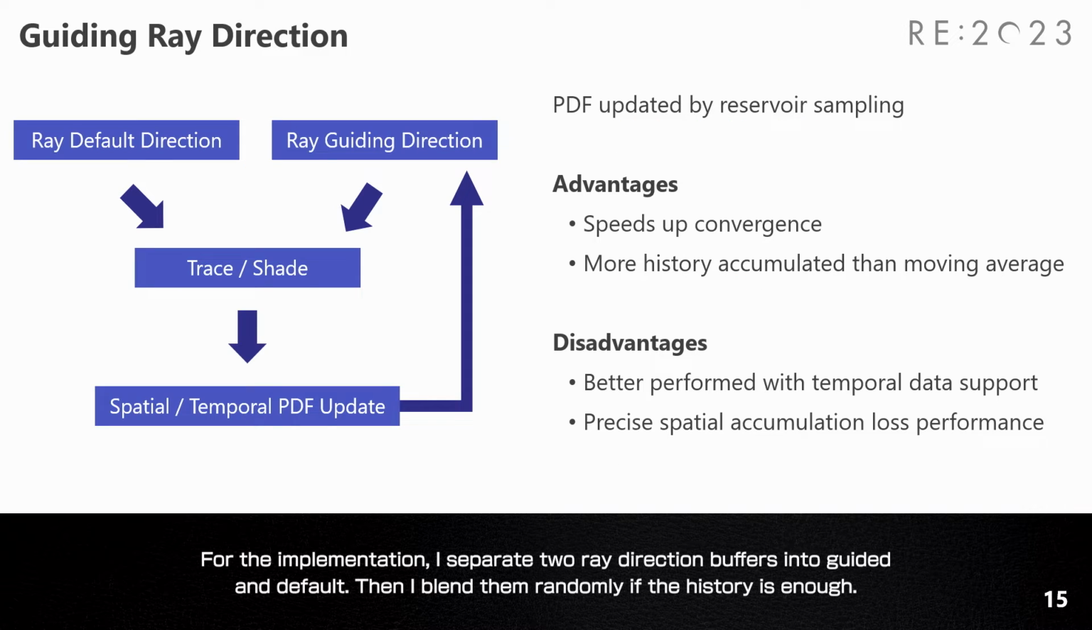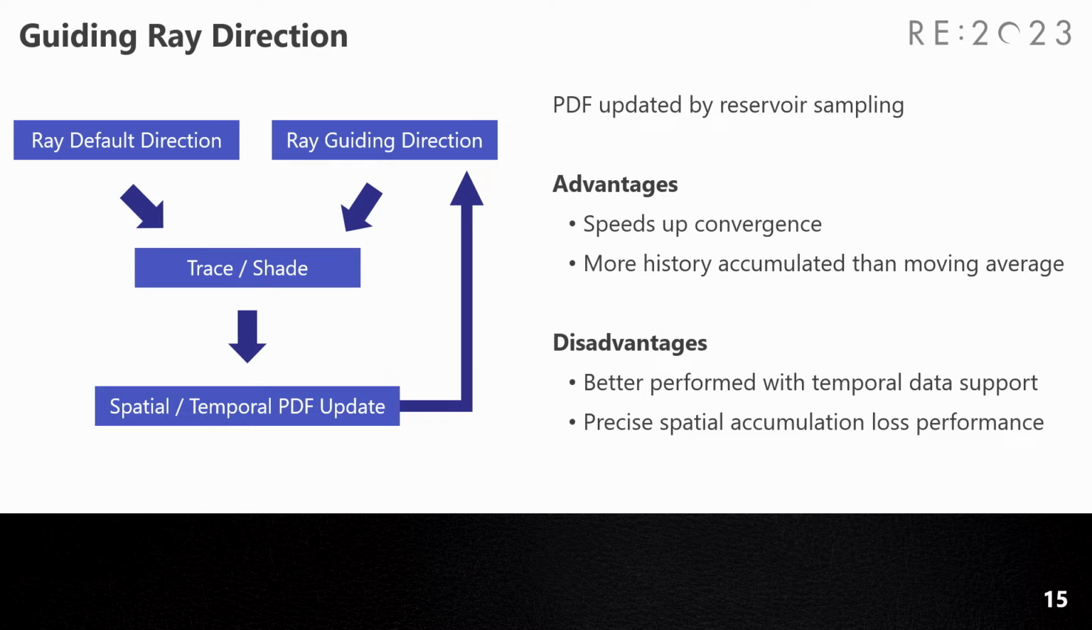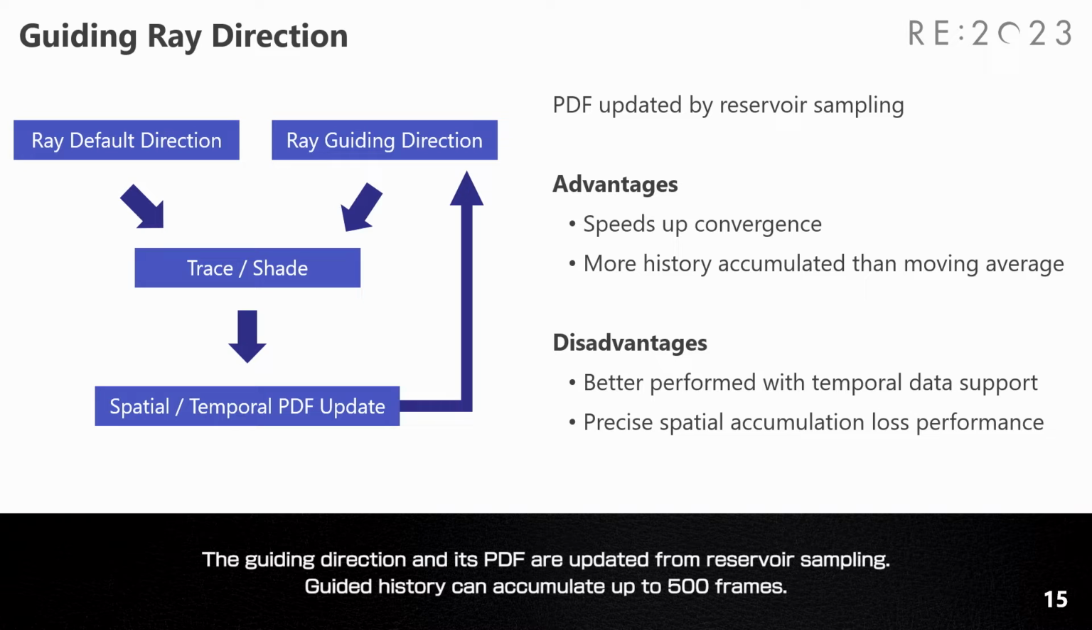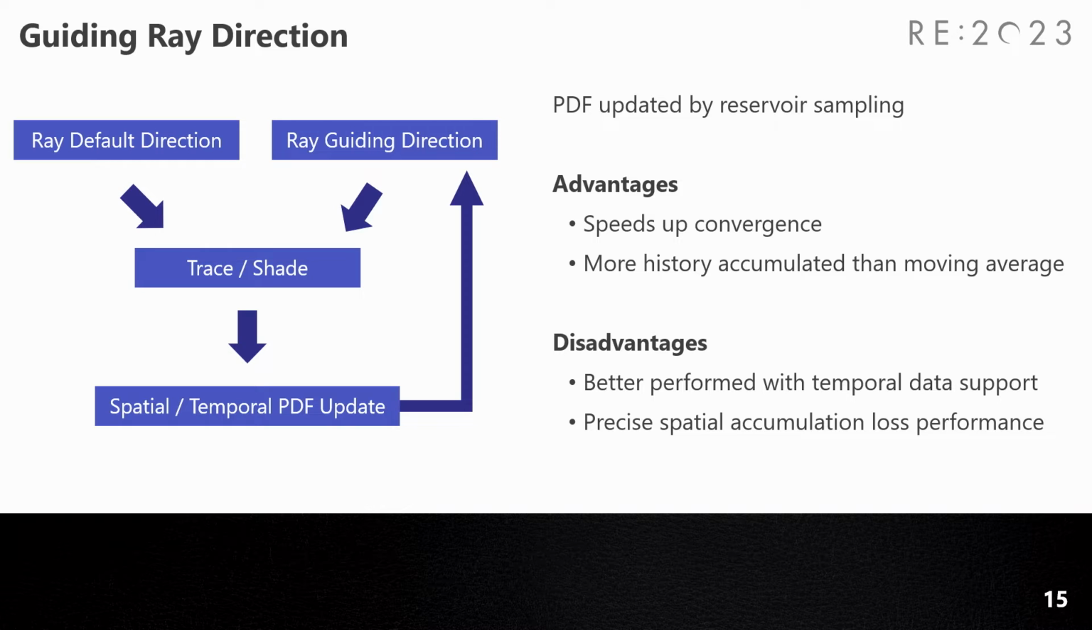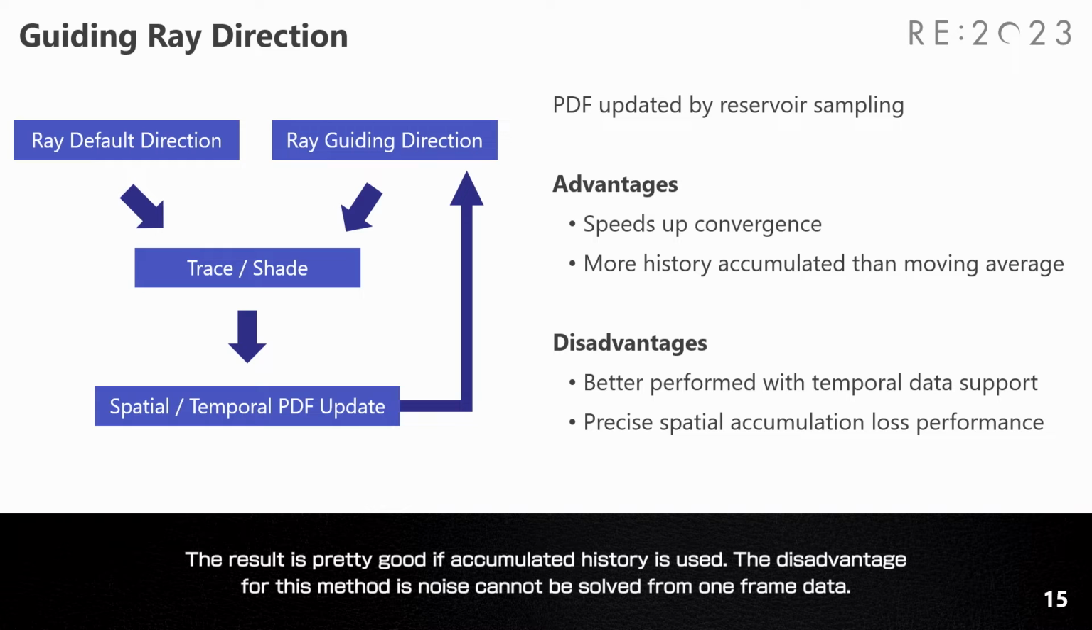For the implementation, I separate two redirection buffers into guided and default. Then, I bind them randomly if the history is enough. The guiding direction and its PDF are updated from reservoir sampling. Guided history can accumulate up to 500 frames. The result is pretty good if accumulated history is used. The disadvantage of this method is noise cannot be solved from one-frame data.